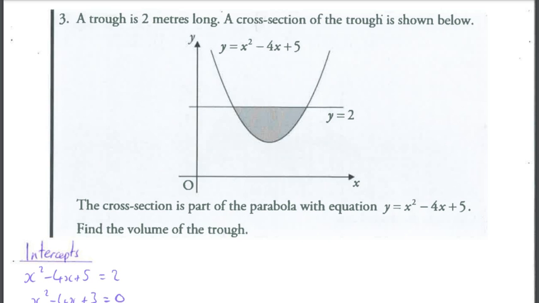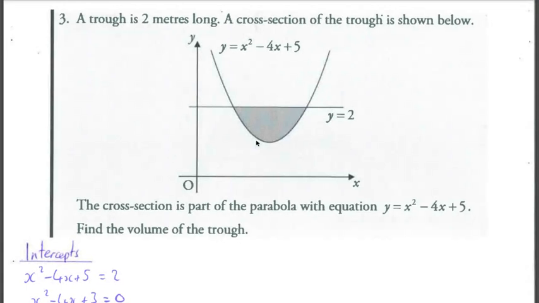A trough is 2 meters long. A cross section of the trough is shown below. So what we have here is a trough. This might be a cattle trough, the kind of trough that animals, so sheep and cows, gather around to drink the water from. Or it's a little bit like a gutter that you'd find on the side of a roof. Just if we're trying to picture what we're actually finding the volume of.